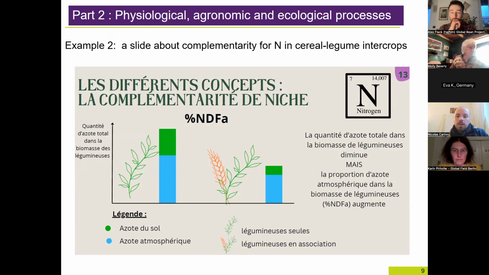I'm not going into details, but they were able to understand that there may be less biomass in a sole crop pea compared to cereal and pea, but in the legume, there may be less legume biomass, sorry, but then the legume would rely even more on nitrogen fixation. So that's the meaning of what you see in the graph.